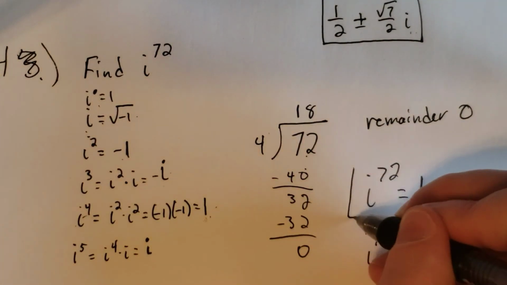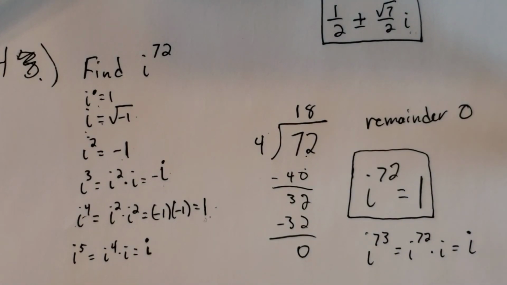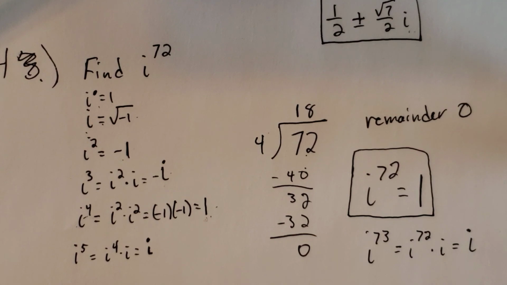Again, we were just asking for what i raised to the 72nd was, but we can calculate any i raised to a positive integer value in this way. And that's it for the video from section 1.6 on complex numbers.